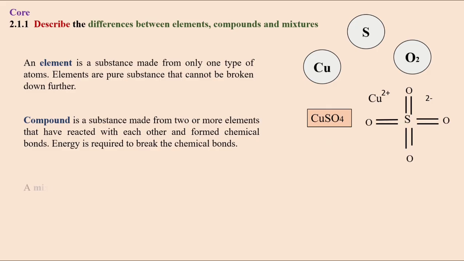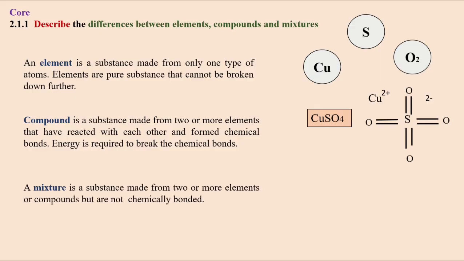to break the bonds. A mixture is a substance made from two or more elements or compounds but are not chemically bonded. For example, air is a mixture that contains 78% nitrogen, 21% oxygen, and 1% other gases. All these substances are physically together.